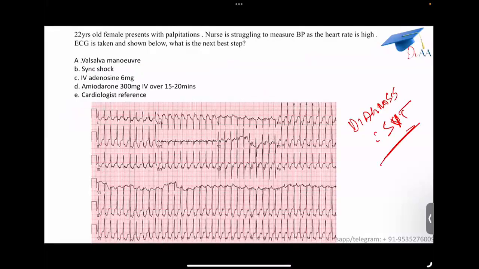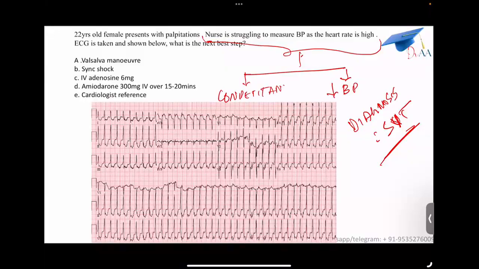Now the confusion is the nurse is Option A. Nurse is struggling to measure blood pressure as the heart rate is high. Whether to consider this as the patient's blood pressure is so low that the nurse is not able to take it, or the nurse is not competent enough to record the blood pressure because of high heart rate. Usually we consider all these nurses are ideal nurses, the best nurses we are having. That's why we will consider this as a low blood pressure. That's why we'll go for a synchronized shock here.